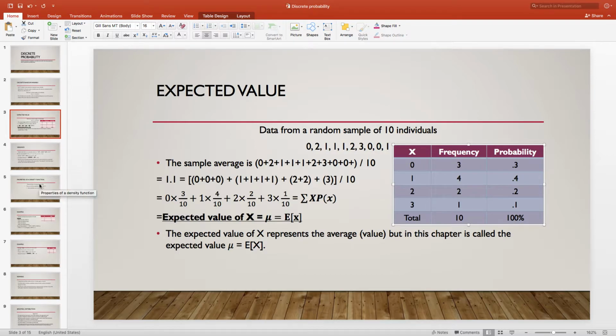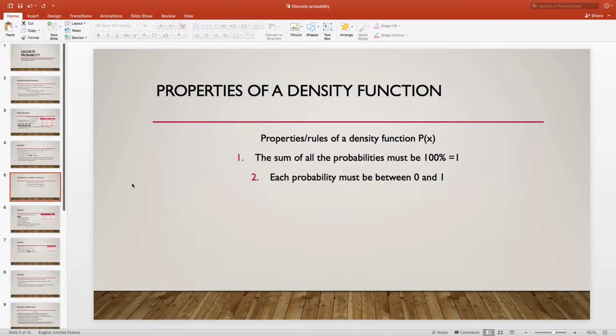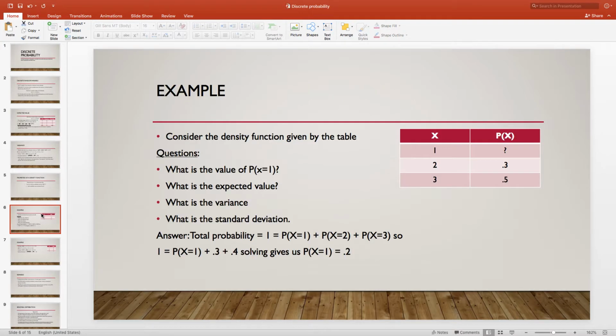And here are a few properties that you should have noticed from this table. All the probabilities are positive. And all the probabilities add up to 1. So there are 2 rules to be a valid density table. The sum of all the probabilities is 100%, and each probability has to be between 0 and 1. That's the only requirement. So let's review what we've covered thus far with another example.